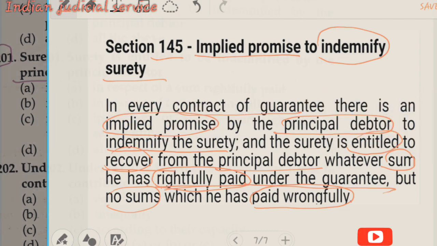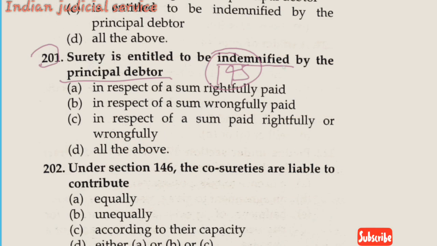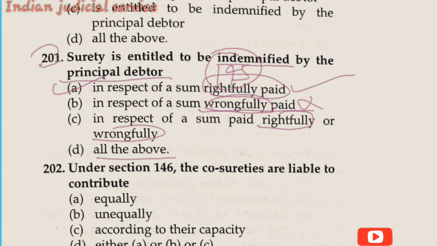Now come to our question. The surety is entitled to be indemnified by the principal debtor: option A, in respect of sum rightfully paid; option B, in respect of sum wrongfully paid; option C, in respect of sum paid rightfully or wrongfully; and option D, all of the above. According to Section 145, the surety is entitled to indemnity in respect of sum rightfully paid. So the answer is option A, not for wrongfully paid. He is not entitled to recover a sum wrongfully paid, only a sum rightfully paid. So option A.